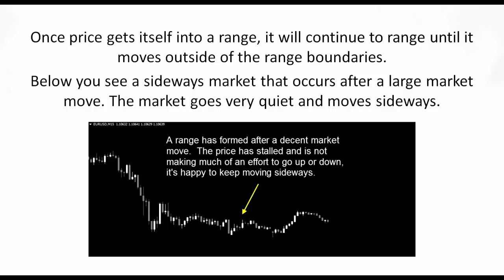Below you see a sideways market that occurs after a large market move. Now the market goes very quiet and moves sideways. So we get this big move, we get the bounce after the big move, and then from there, this formation is typical of a large move, generally after a session. We get this big move, we get the bounce off the floor as traders are closing out their positions. We have that move as a result from that, and then from there, not a lot of market activity happens simply because there's just not a lot of exchange going on. There's no give and take, not a lot happening. So what we get is a sideways market.